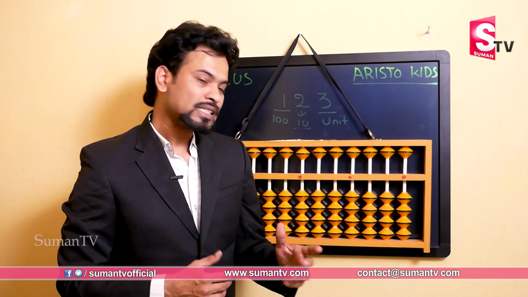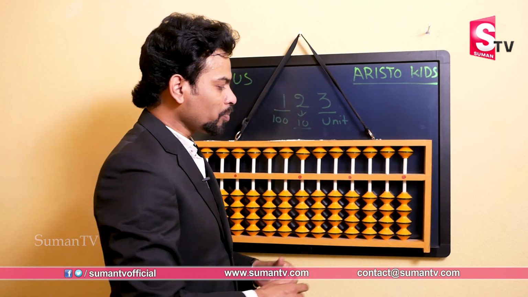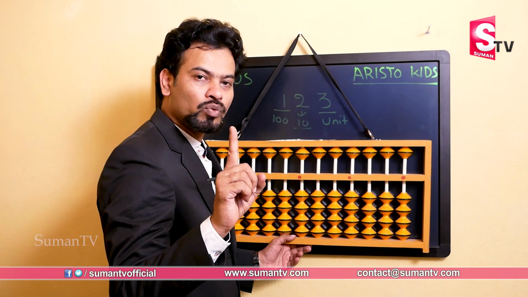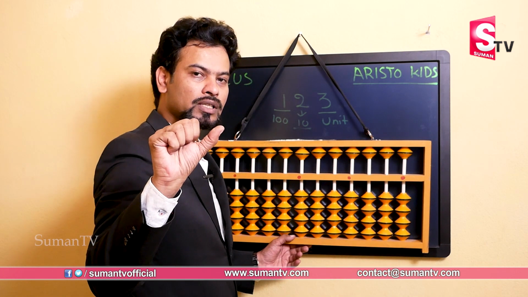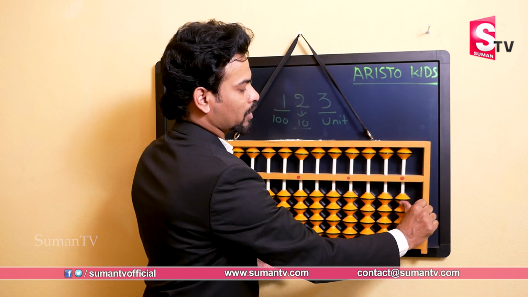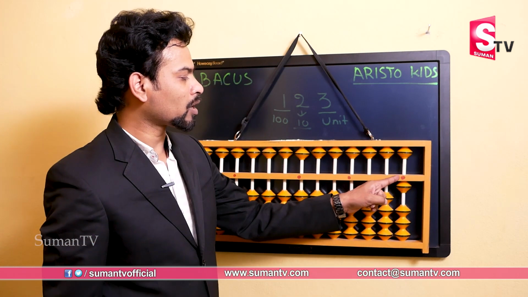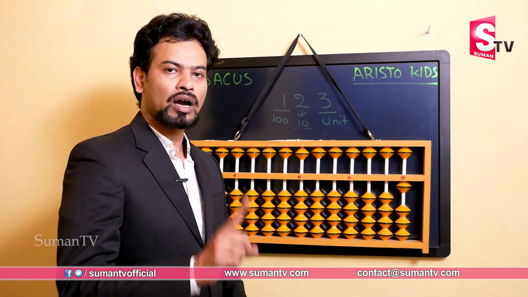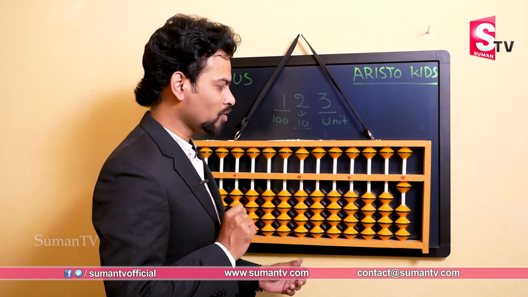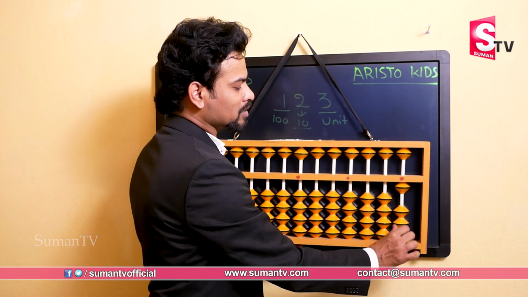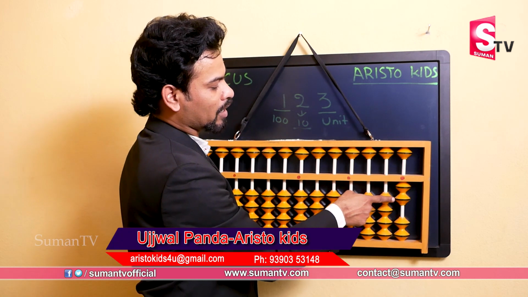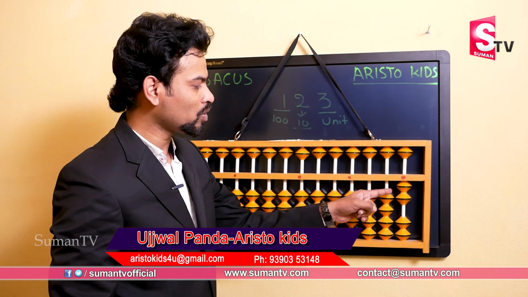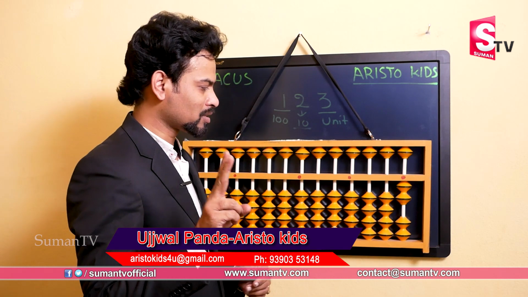Now let's start the calculation. Suppose the shopkeeper uncle gave you 1 chocolate. We will use this thumb to give this chocolate. Now 1 chocolate is touching you, so you have 1 chocolate. Now the shopkeeper uncle is giving you 1 more chocolate. So you have 1 chocolate and added 1 more, so you now have 2 chocolates.